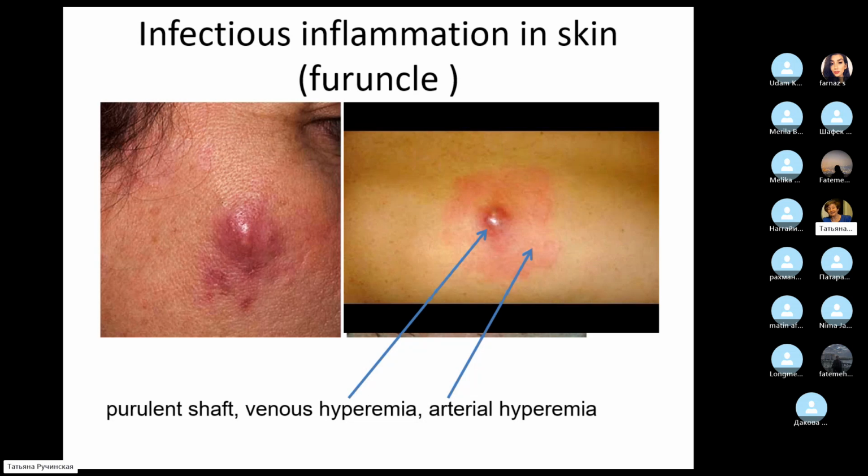So in the center there is purulent material, meaning the dead cells. And absence of blood flow means stasis. This white spot is surrounded by venous hyperemia, and outside of this region is arterial hyperemia.